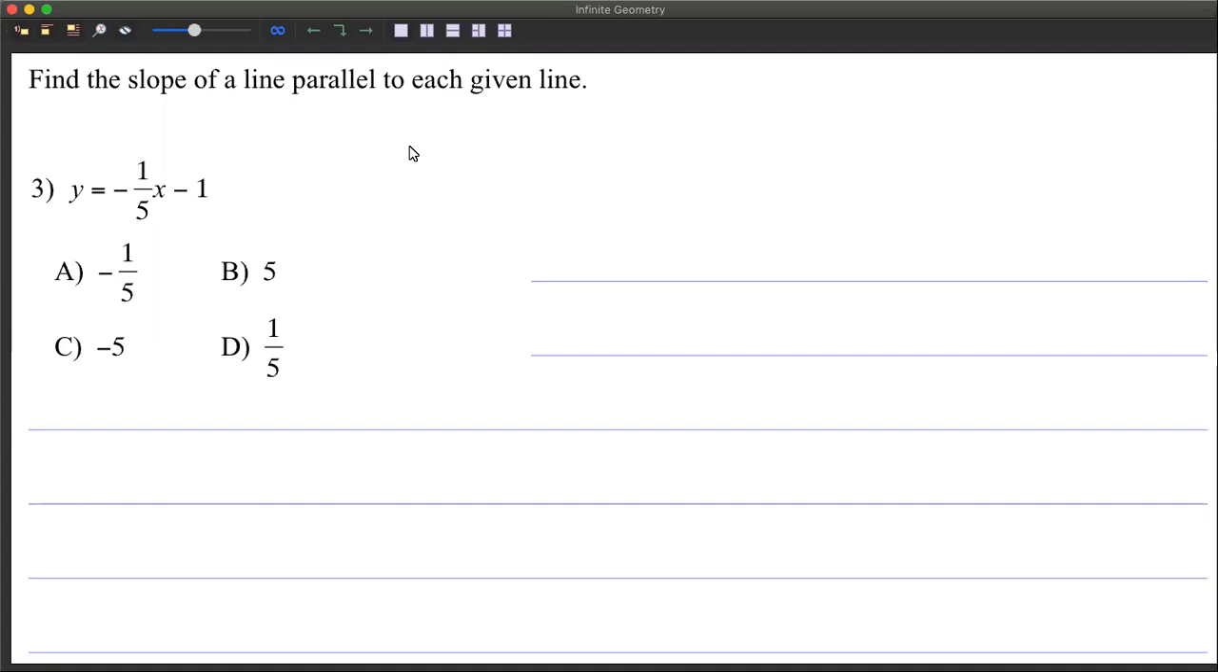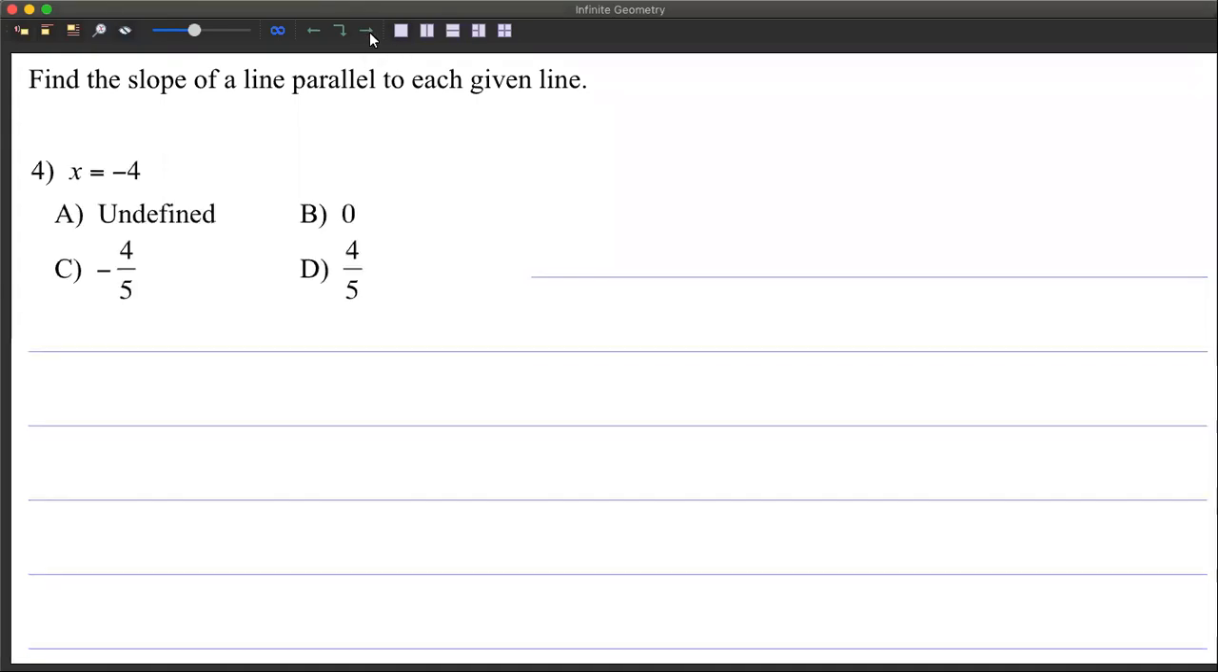Ryan's not here, so he can't answer me. But Michael, you can. 1/5 or -1/5. -1/5. Yep, you leave it exactly as you see it. -1/5, choice A. All right, now this is a little bit different.